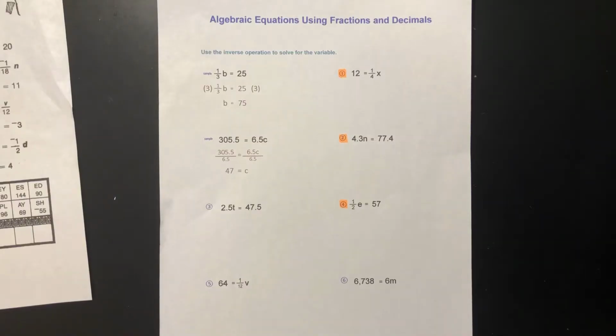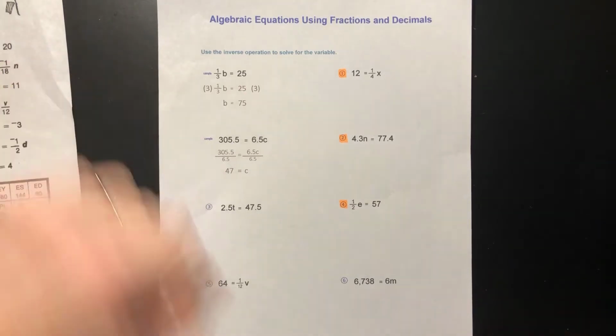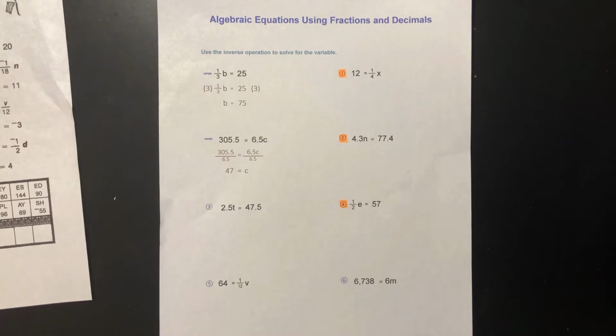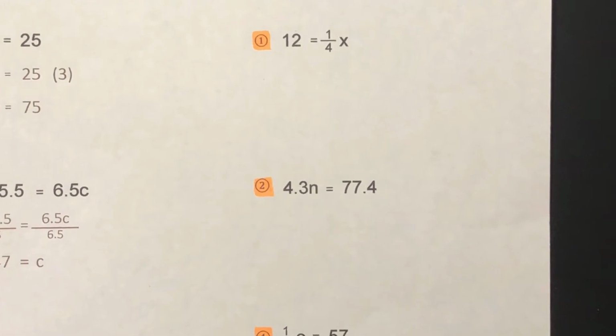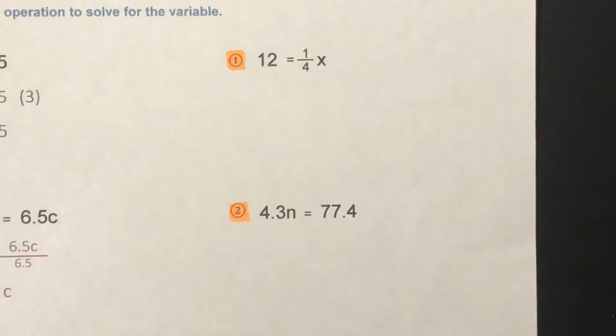Algebraic equations using fractions and decimals. Two samples are done for you to refer to, and then we'll do 3 together, which leaves you with 3, which you can do. I know. Let's start with number 1. Good place to start.